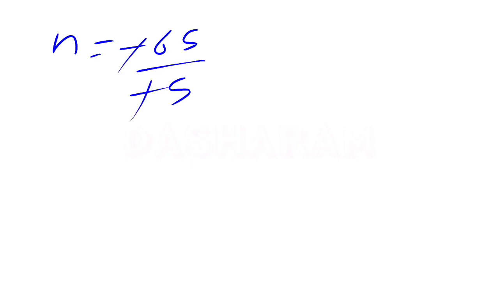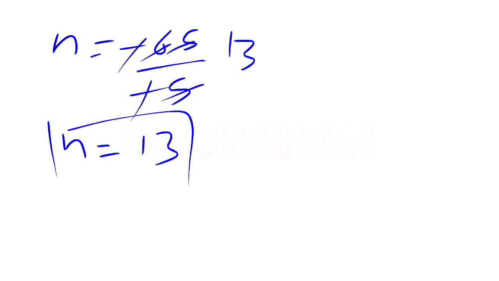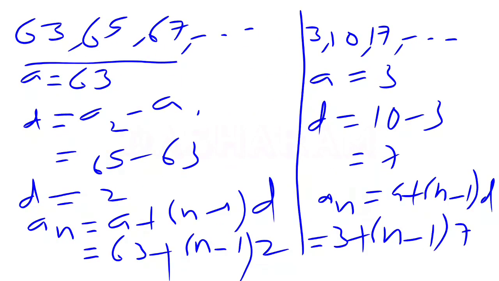Minus minus cancel, 5 ones are 5, 5 threes are 15. So n equals 13. So what is the meaning of that? The 13th term in the first AP and the 13th term in the second AP will both be equal.